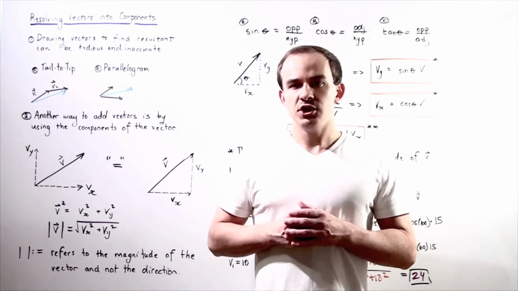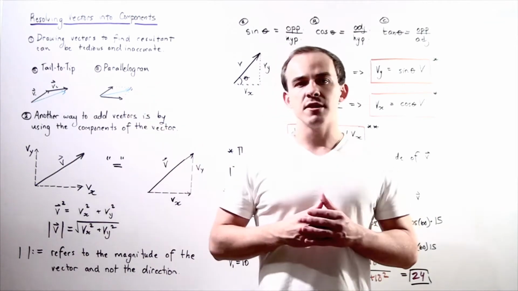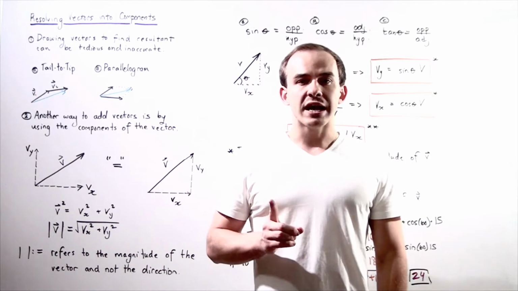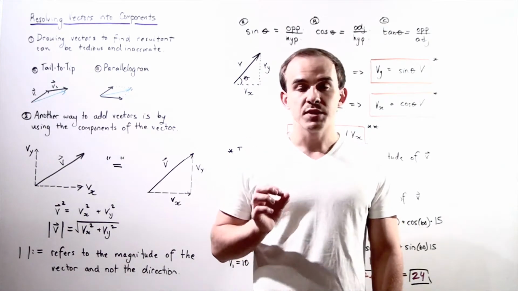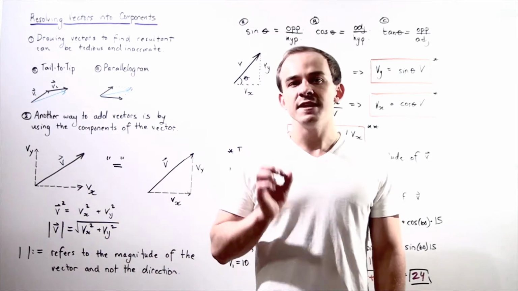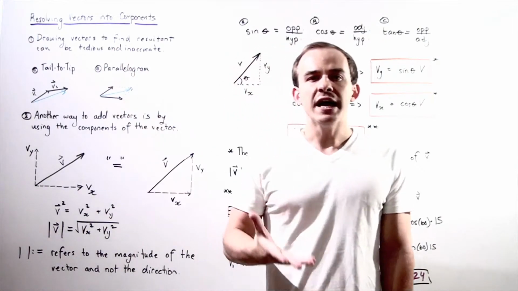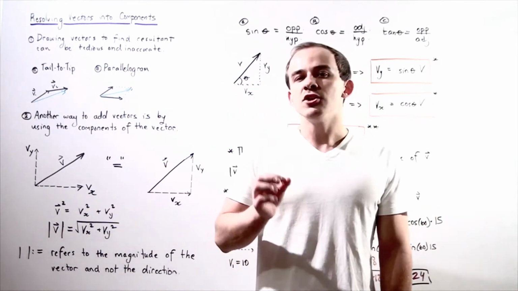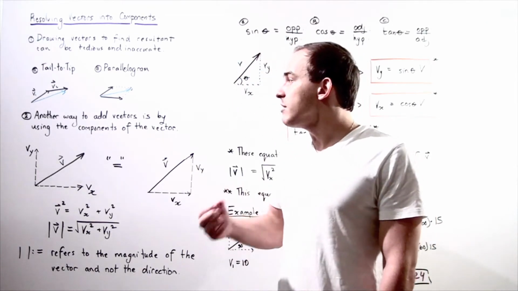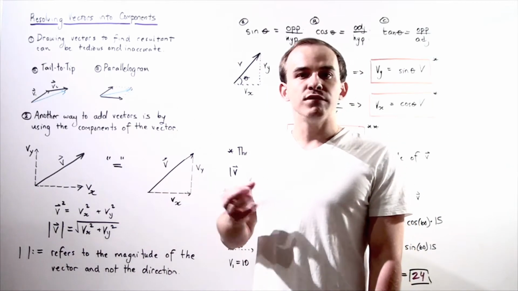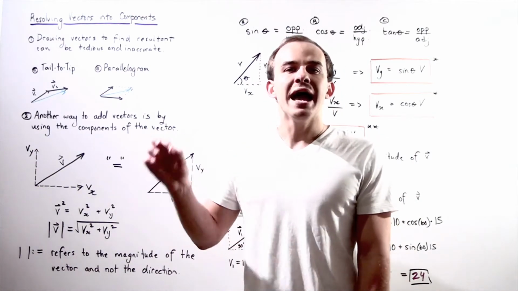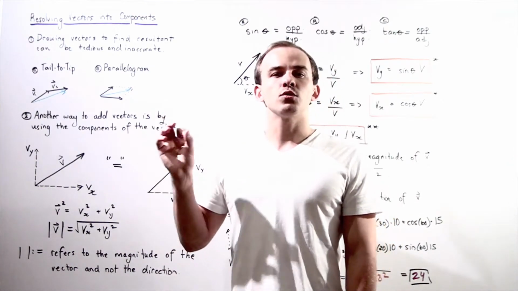Adding vectors graphically using the tail to tip or parallelogram method can sometimes be tedious and inaccurate because we have to use protractors and rulers. We have to be very neat. This is a very inefficient method, and another more efficient method exists, known as resolving our vectors into components. Instead of graphically adding vectors, we can add the components of the individual vectors and then use a formula, as we'll see in just a moment, to find the magnitude as well as the direction of the resultant vector.